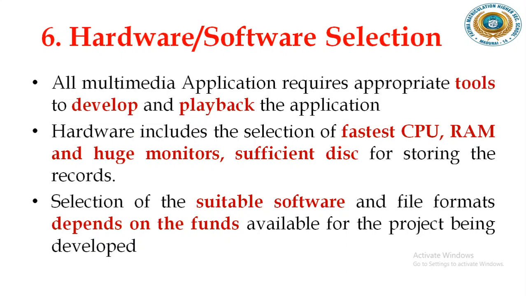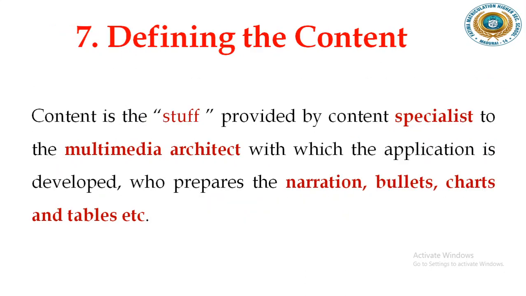The fastest CPU, a microprocessor, the speed of the microprocessor must be very high. The RAM, high storage and high-speed RAM. Huge monitors to display various outputs. Sufficient disk to store our contents. These things are main. So we have to select which type of hardware and which type of software.